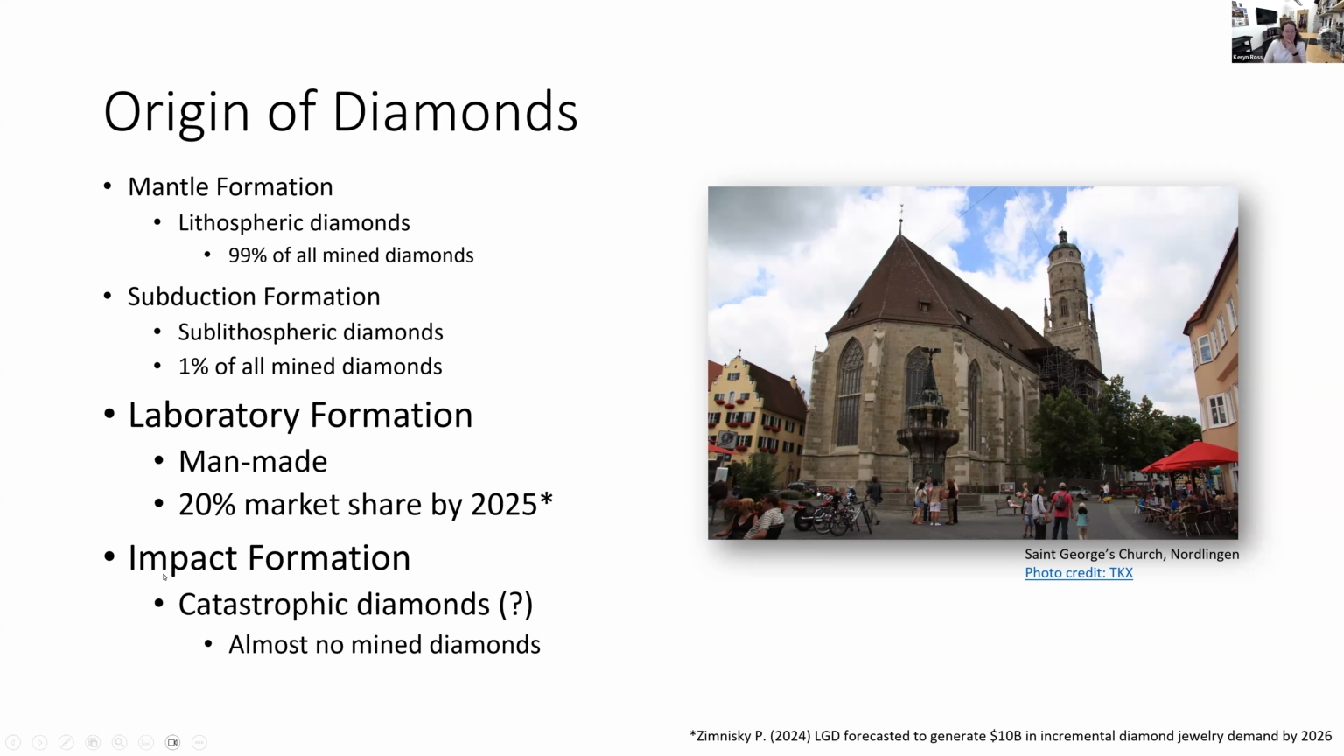And then finally, we have impact formation diamonds, which maybe could be called catastrophic diamonds or something like that, because they are from a meteorite smacking into the earth. Okay. And we don't really mine diamonds from those. They're too small and they're too widely dispersed. And we'll talk about those.